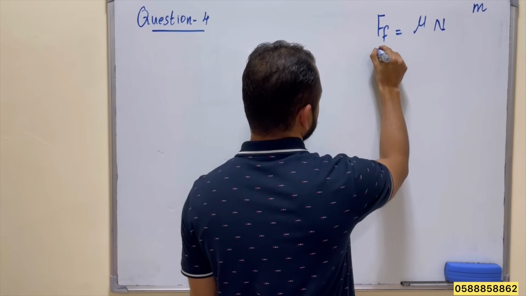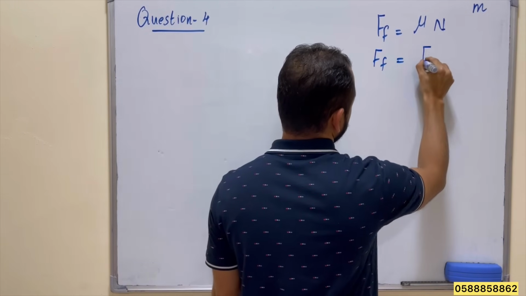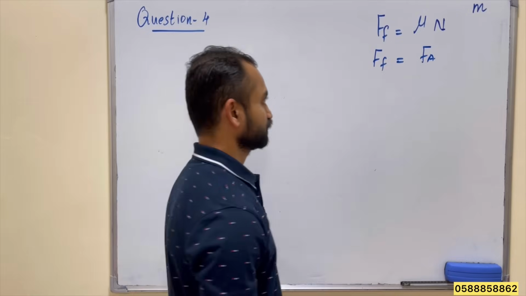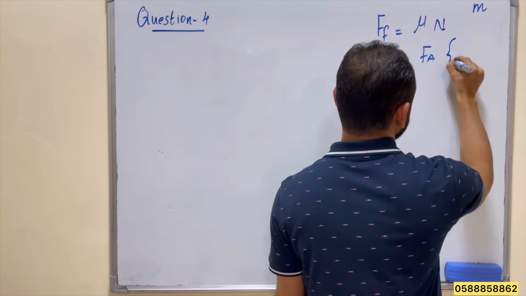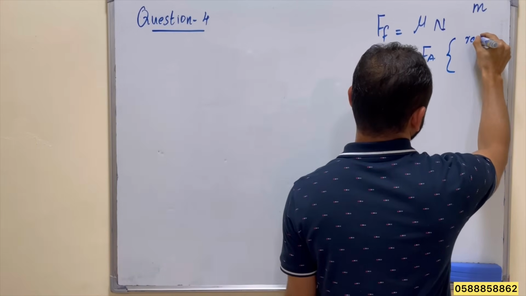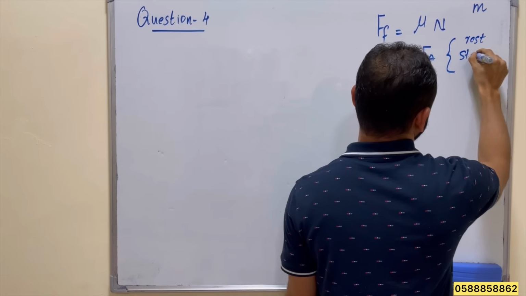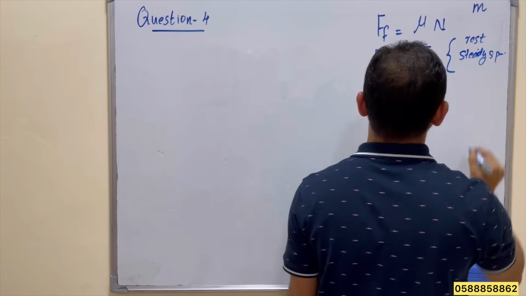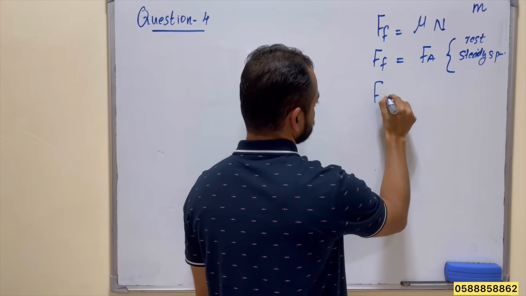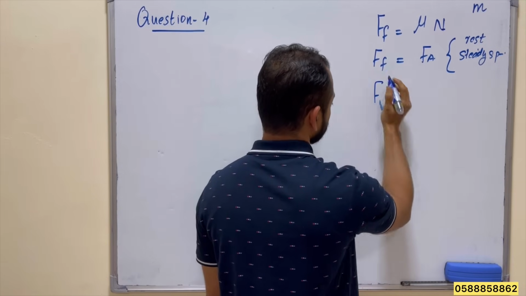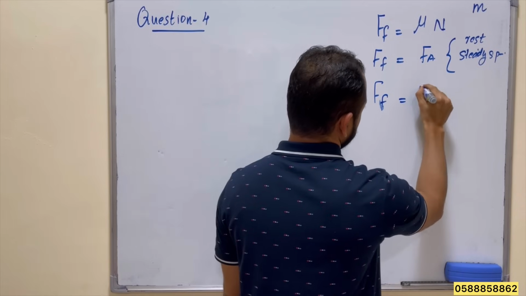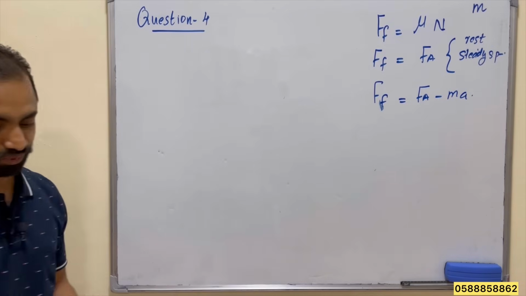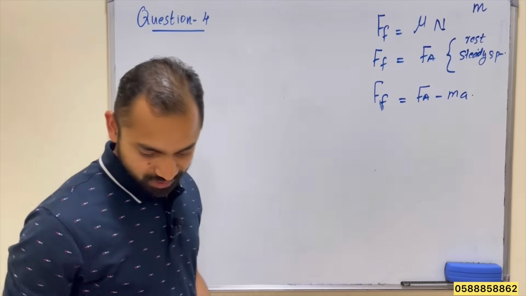Number 2: frictional force is equal to applied force. What is F_A? Applied force. We will use this equation if the object is at rest or moving at a steady speed. And if the acceleration is given, we will use this equation: frictional force is equal to applied force minus mass multiplied by acceleration. So these are the different equations to calculate friction. Now we will discuss the question.